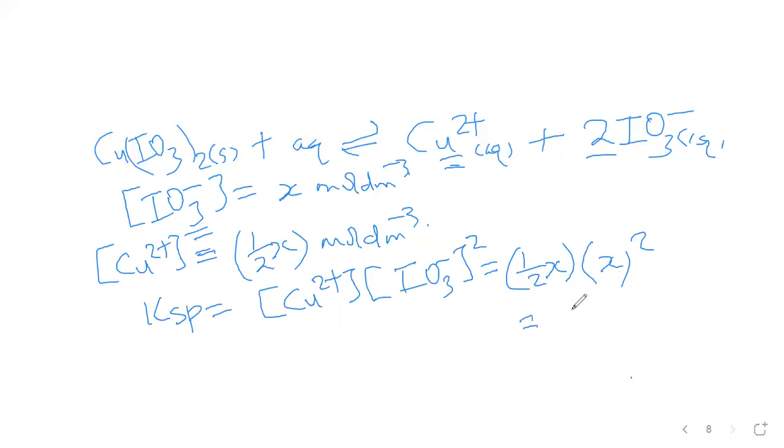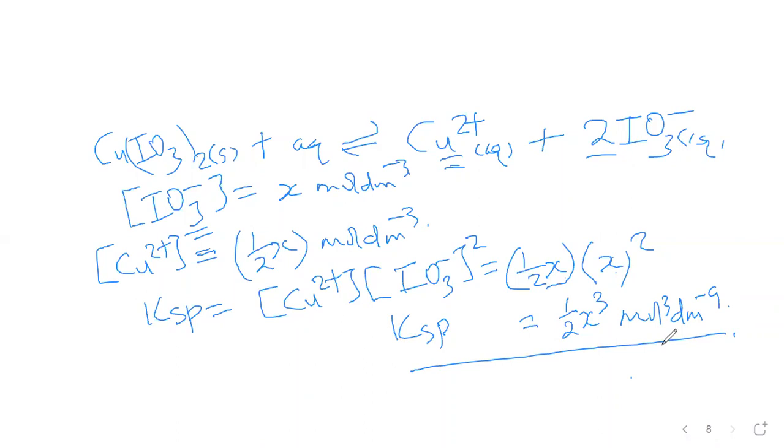What does this give me? A half X cubed. Yes, it gives me a half X cubed, in moles cubed per dm cubed, to the power of -9. That will be the solubility product constant of copper iodate by that titration experiment.